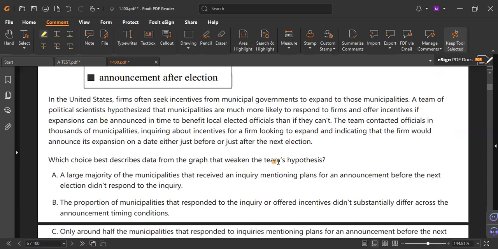Read the question first, of course. Remember, he said weaken the hypothesis. What does weaken mean? To prove it's wrong or to prove something opposite. Let's find the hypothesis first.